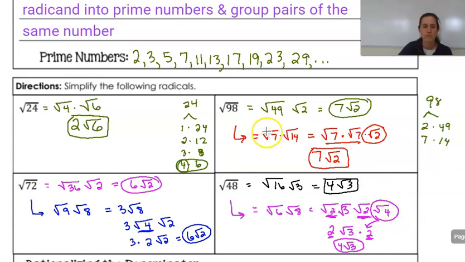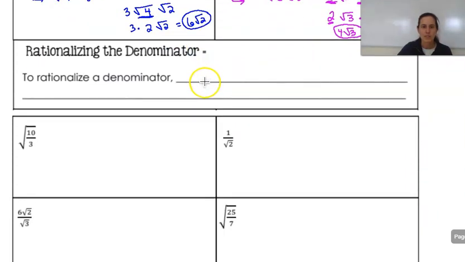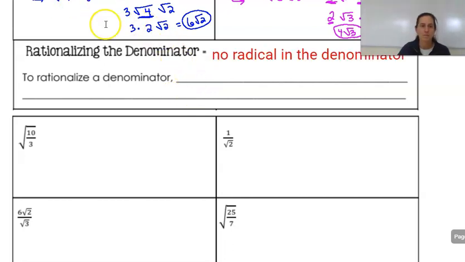The last piece we're going to take a look at is rationalizing the denominator. Really what that means is that there's no radical in the denominator. To rationalize the denominator, we need to create a perfect square in the denominator so that when we take the square root of it, it becomes a whole number. So we multiply both the numerator and the denominator by the radical that's in the denominator.